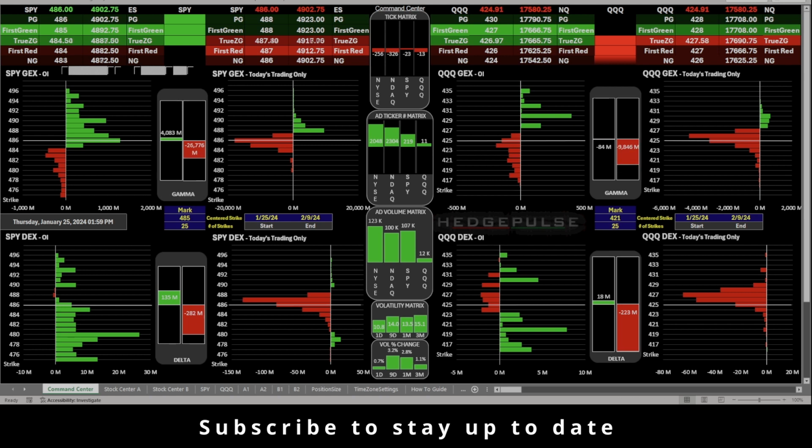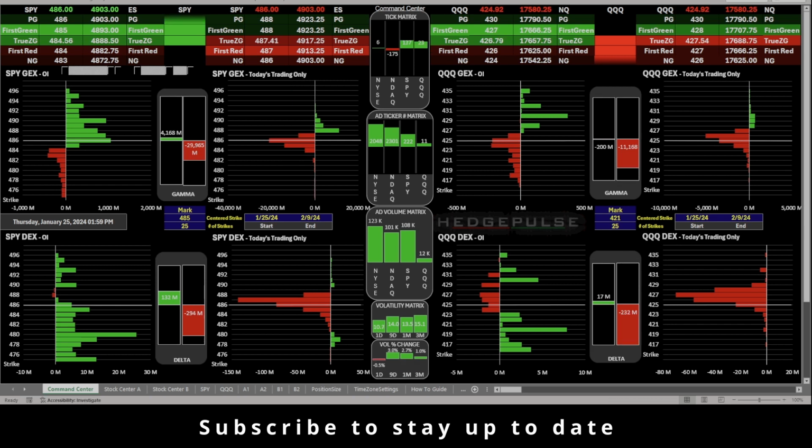You also see below that negative 223 million in negative delta. So there's been quite a bit of put buying, and the gamma exposure is to the downside. So what does that mean?